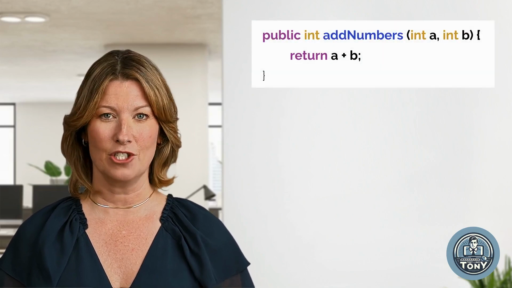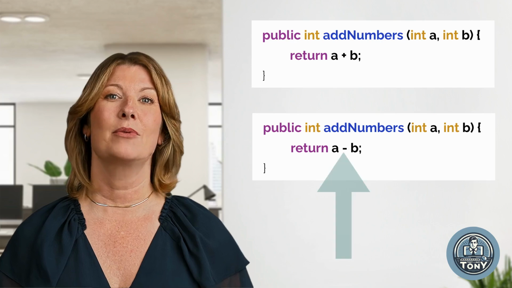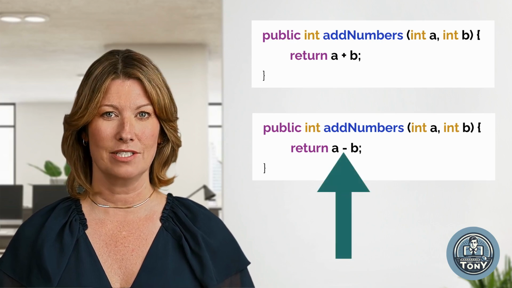Let's look at a forced mutation with a simple Java method. This is how a code fragment should look. Then we mutate it by replacing an operator. The plus operator is replaced by a minus operator.